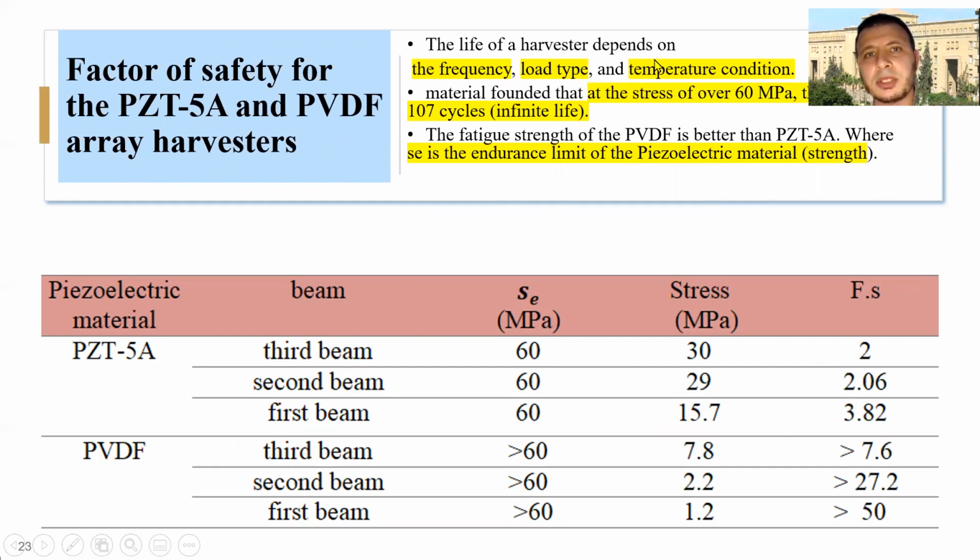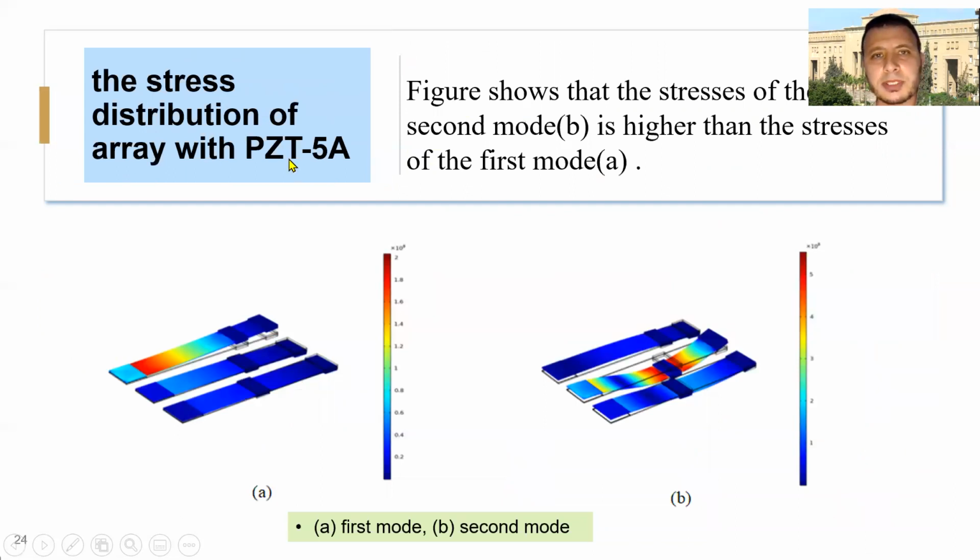The life of the harvester depends on the frequency, load type, and temperature condition. Factor of safety equals S_E, the endurance limit or the strength of material, divided by the stress. The minimum factor of safety for PZT-5A is 2, and for PVDF is 7.6. The stress distribution of the array with PZT-5A: the figure shows the stress of the second mode is higher than the stresses of the first mode.